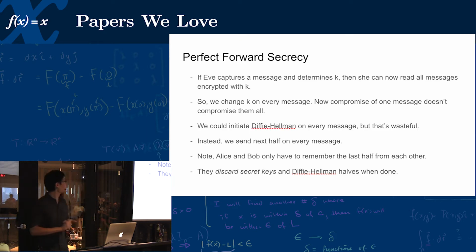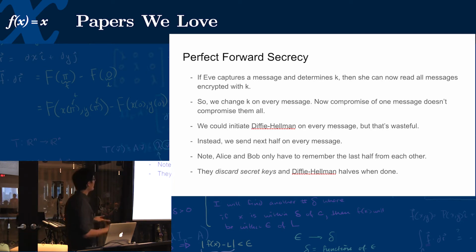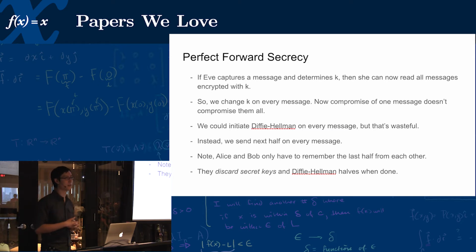All right, perfect forward secrecy. So this is neat. This is something I actually learned from the paper. I did not know this thing existed. But the idea is, if Eve captures a message and from the message can figure out the secret key, if that secret key is reused, then Eve now has the capability to read all messages in the future, as well as all messages in the past that were encrypted with that secret key. So the obvious thing to do then is for every message, we just change the key, right?